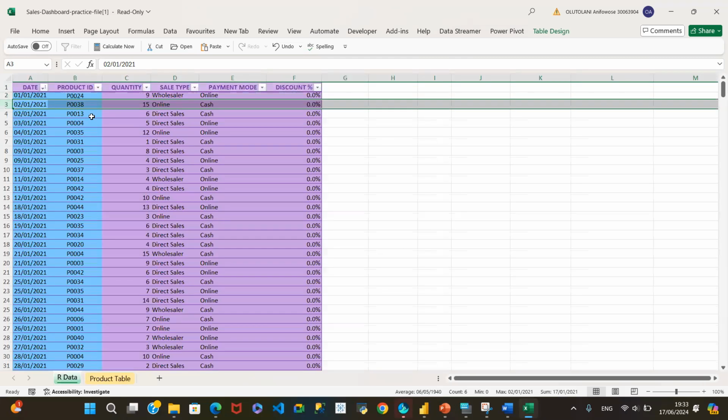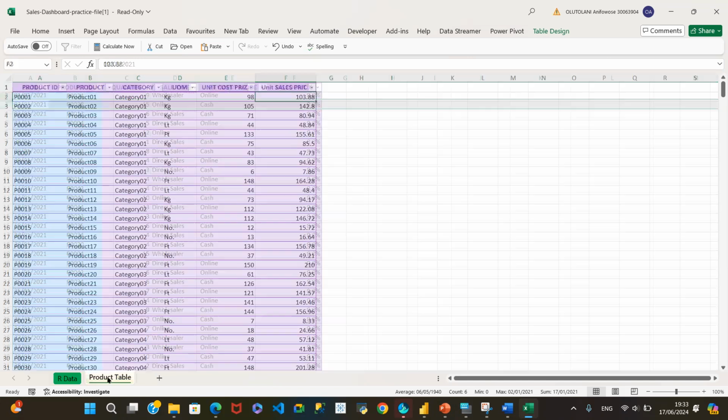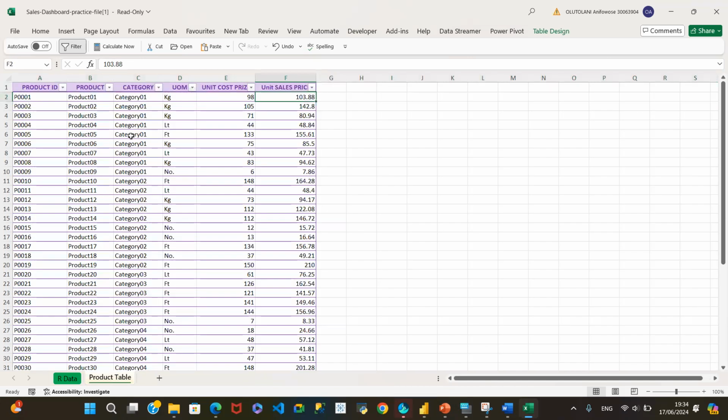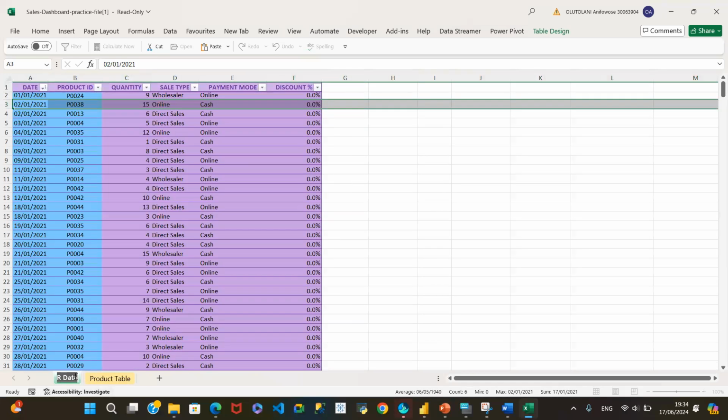Now, a fact table tells me events that are happening within my business. A dimension table gives me information about my business. The information in this one is about products. That's why I've called this the product table. I'm going to change this to sales data or sales table.